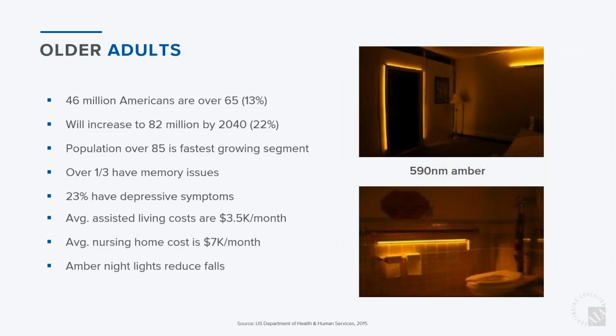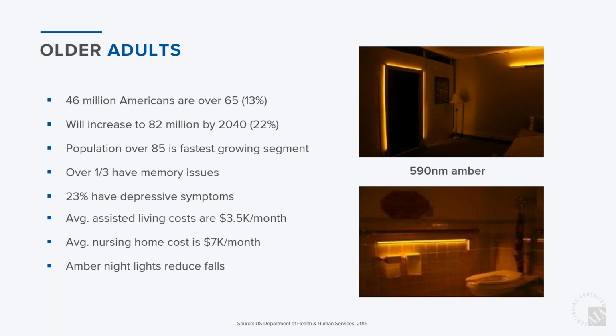So we went from premature babies, and now we're on the other end of the spectrum, older adults. 46 million Americans are over 65. Right now, 13% of the nation's population is 65 and over. This is estimated by 2040 to be 22%, so by 2040, we're looking at almost a quarter of the population being considered 65 or older. In that segment, 85 is the fastest growing segment. So a huge number that we're seeing, and continually will see grow, is this older adult population.